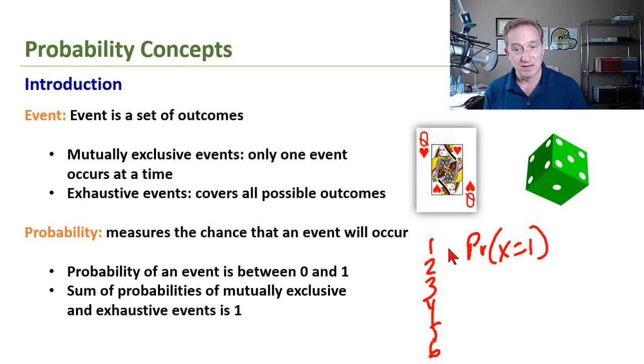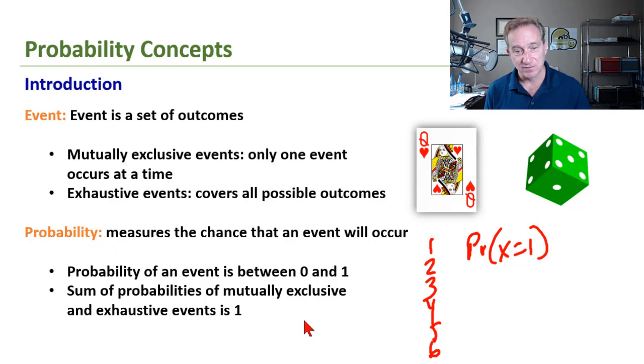This is both an event and an outcome. So that's the difference between event and outcome. And then the next definition is important, and that's the definition of a probability. So the probability has a specific mathematical definition.